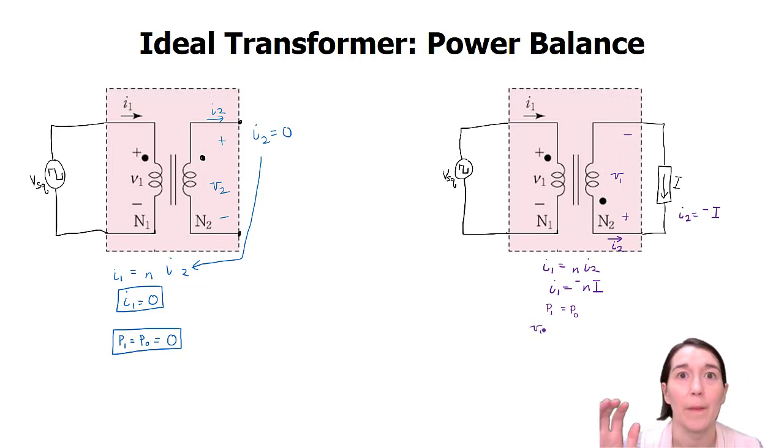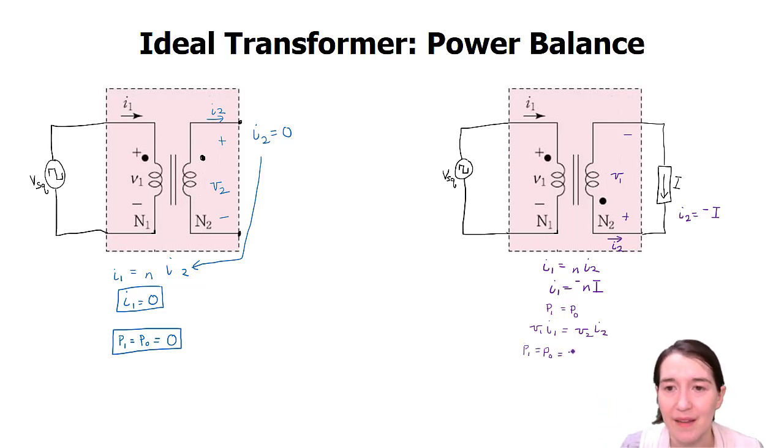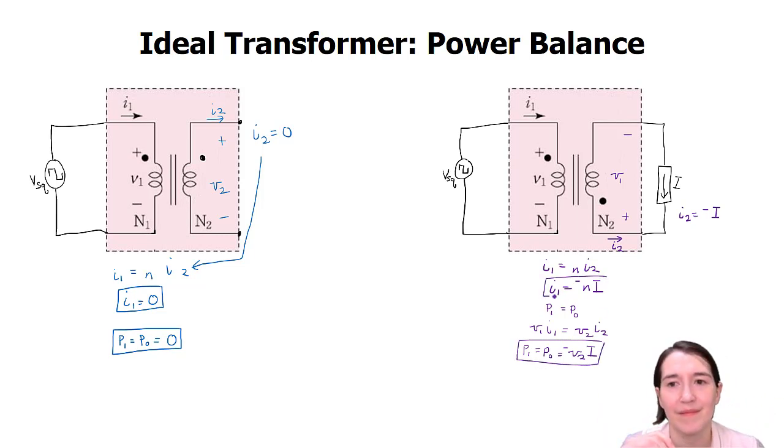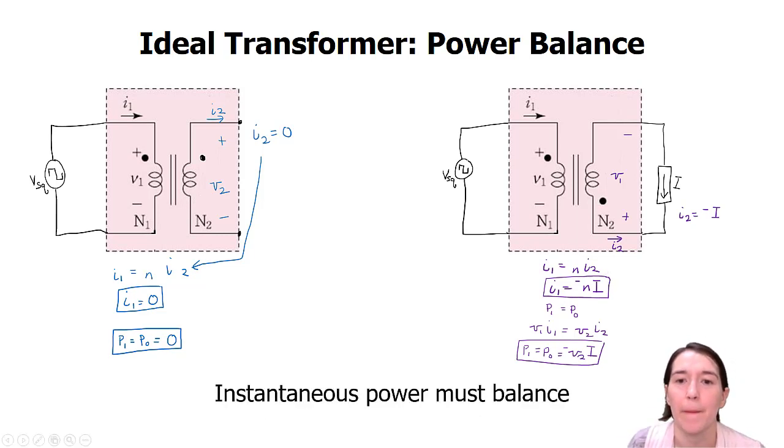So here again, the power must balance. We can write out all of our values, and then our power input must equal our power output, which in this case would be equal to negative V2 times I. That would be our expression, but the important thing here is that power always will balance. So one more time, instantaneous power must balance always.